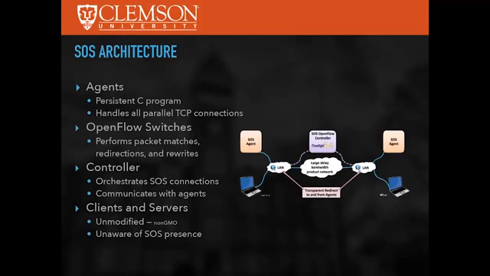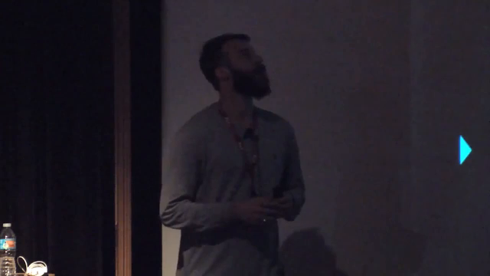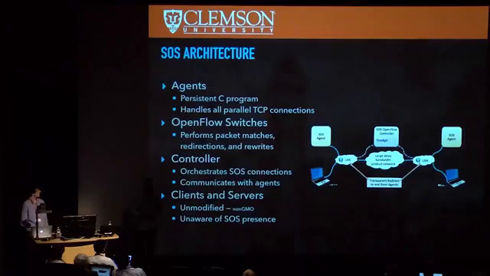So a little bit about the architecture. It starts with the agents. I mentioned earlier about transparent proxies, and that's essentially what these agents are. They're transparent proxies, and really, it's simple. They're persistent C programs, just running and running and waiting on TCP connections. These agents handle all of the parallel TCP. They abstract it away into the network so the client, the person trying to transfer this DNA data, doesn't have to care about it. The agents handle all of that.